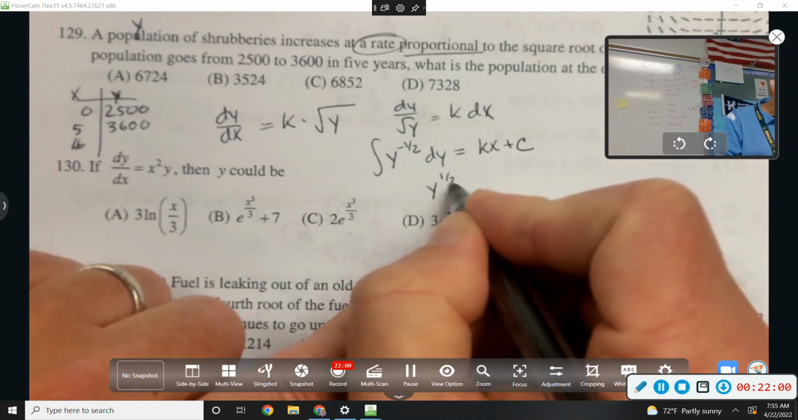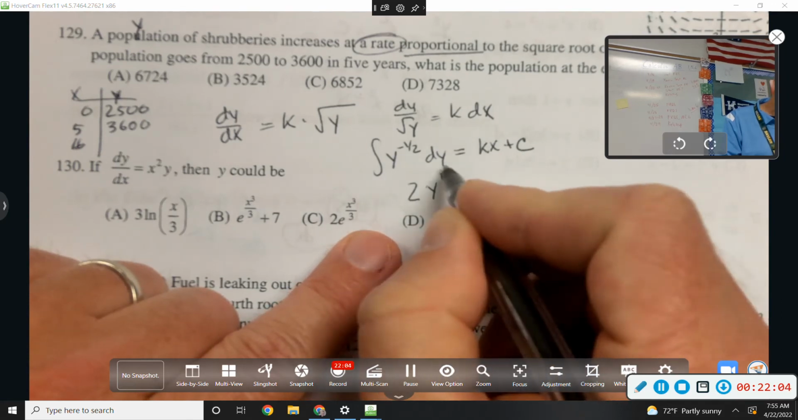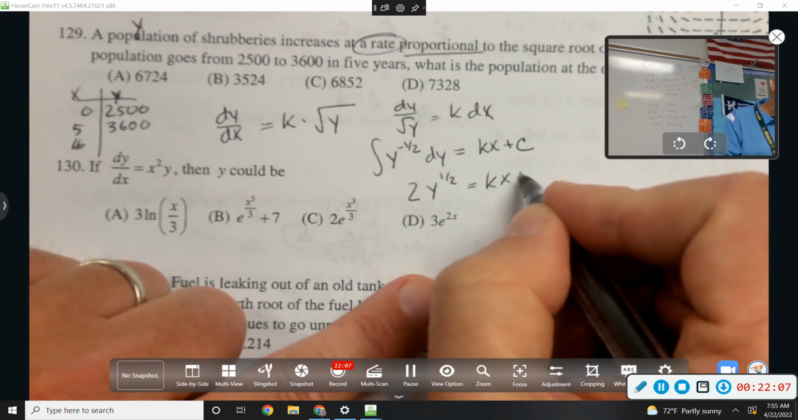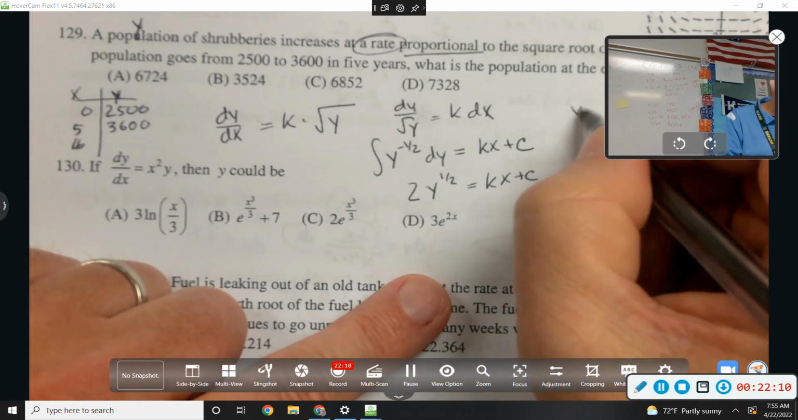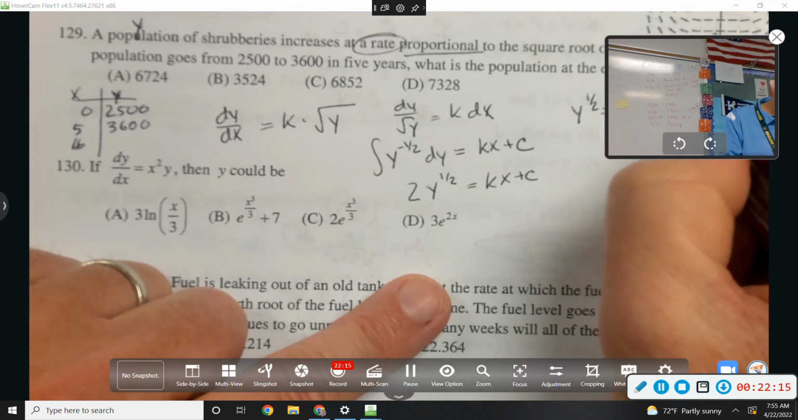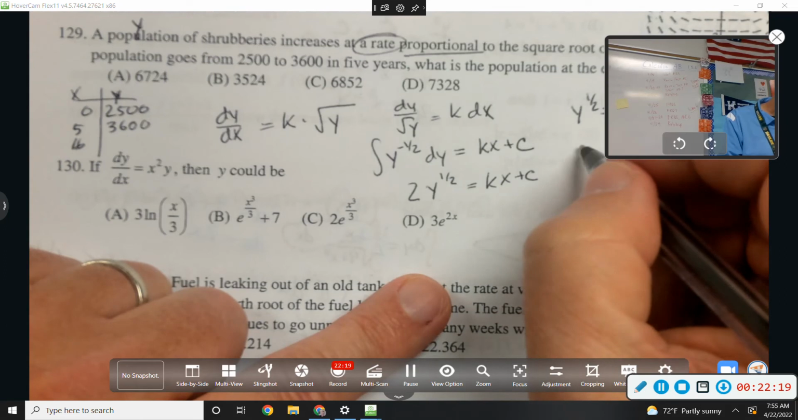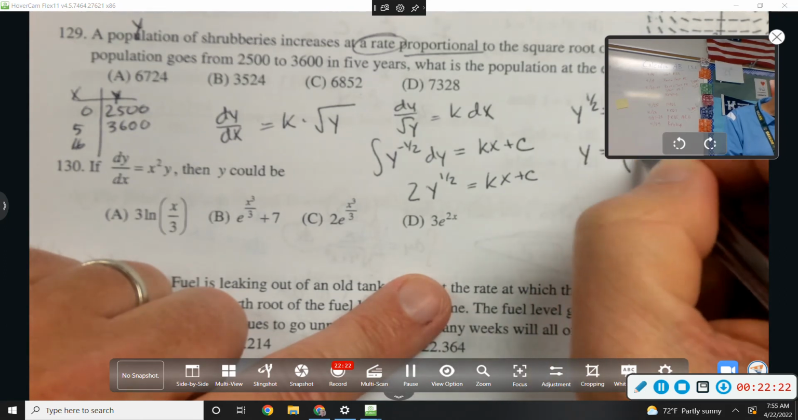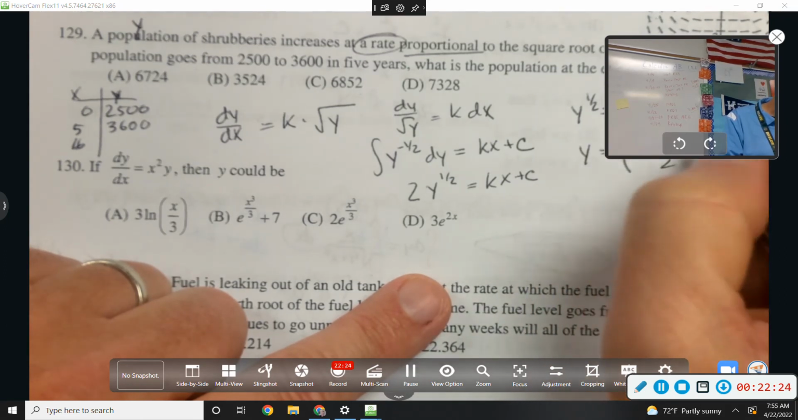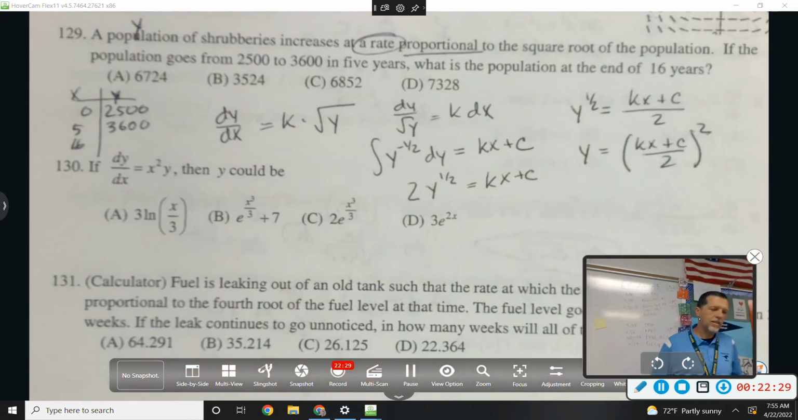Increase the power by 1. Divide by the new power. Plus c, but I got plus c on the other side. So y to the 1/2 equals kx plus c over 2. If I square all of that, this would be one of the last problems on a multiple choice test because there's a lot of work here.